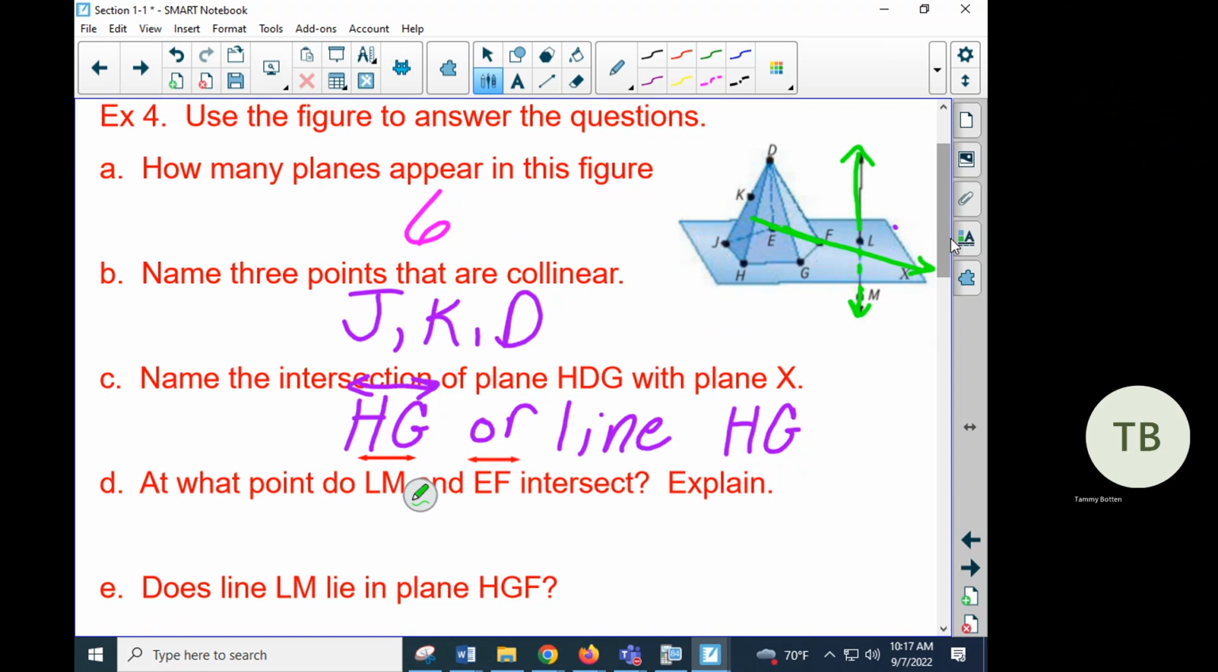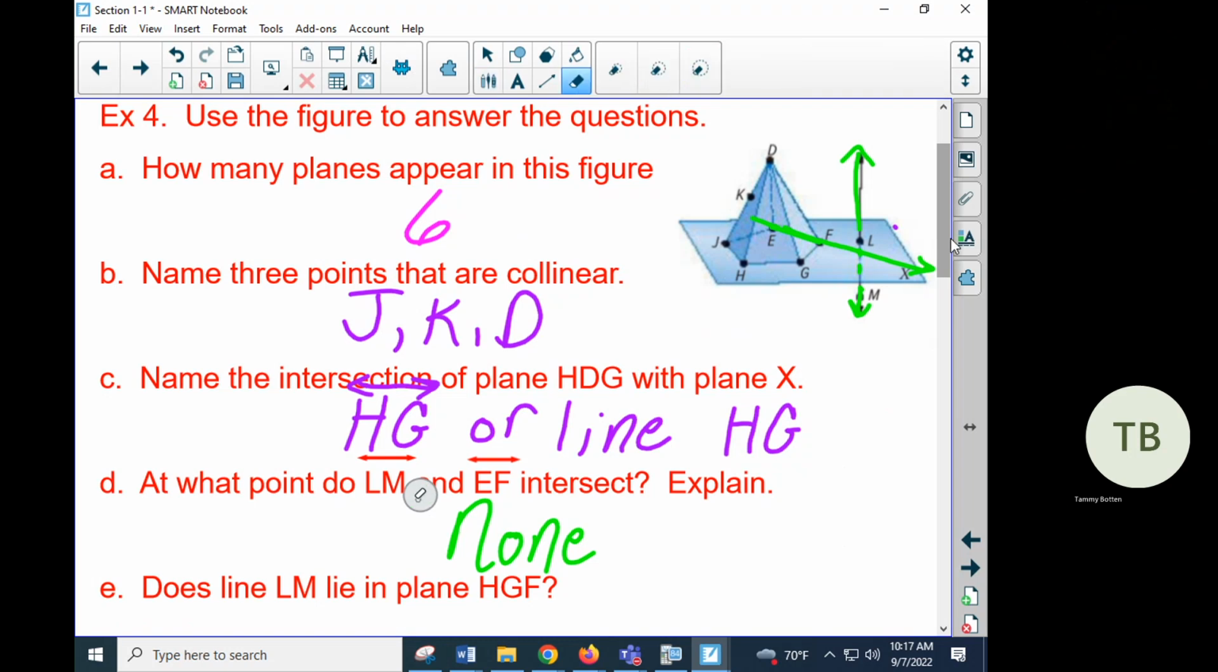And then you have another line that's like right here. This line going through is never going to touch this line. So at what point it would be none. And if it asks you to explain, don't worry about that.